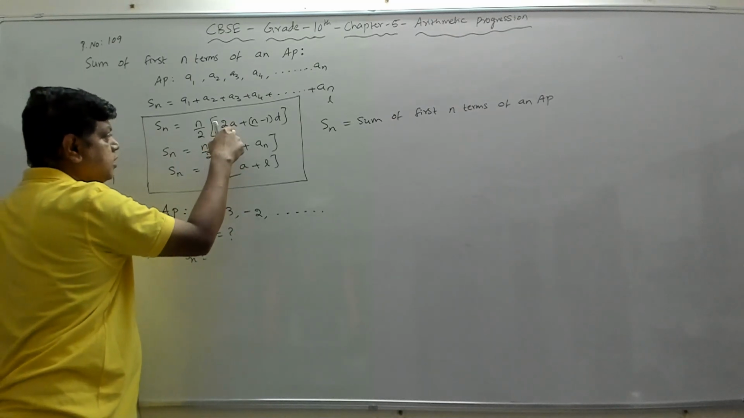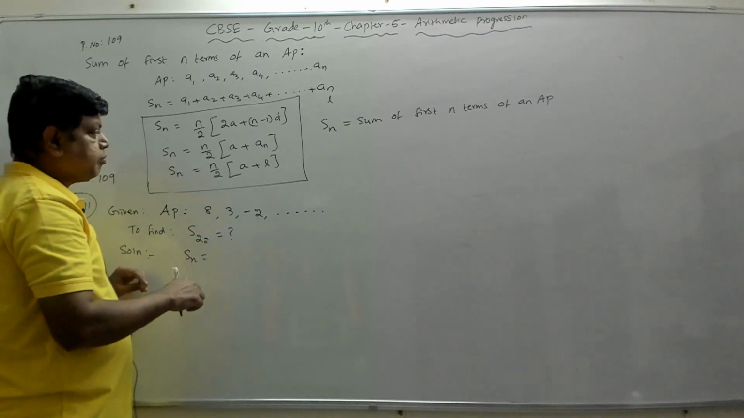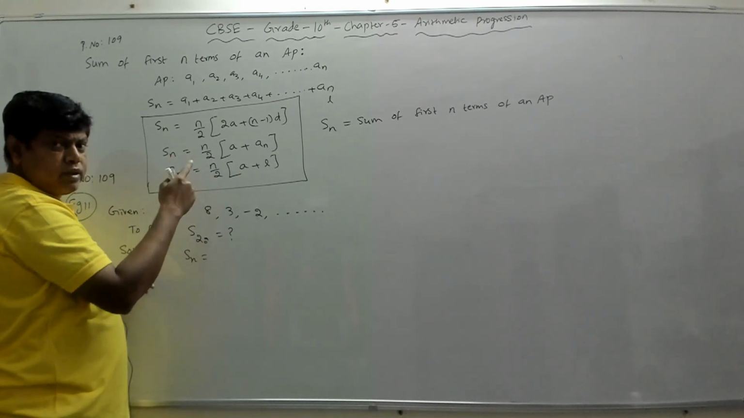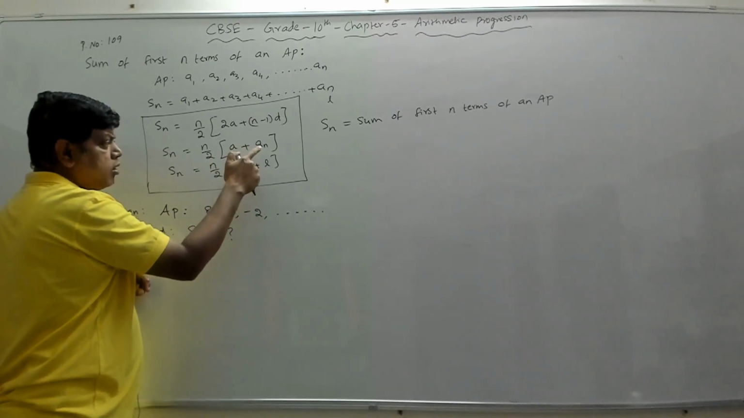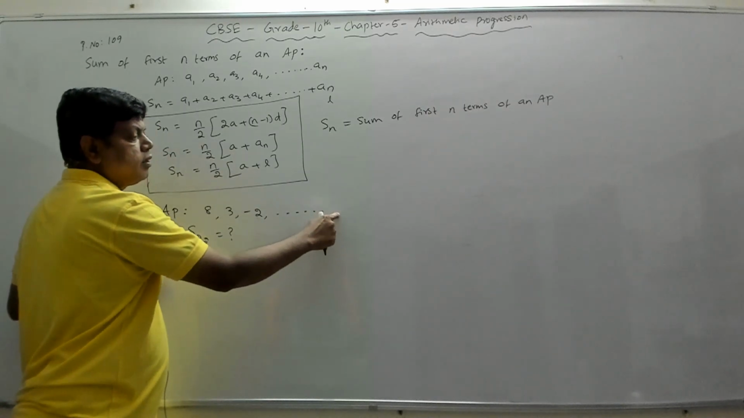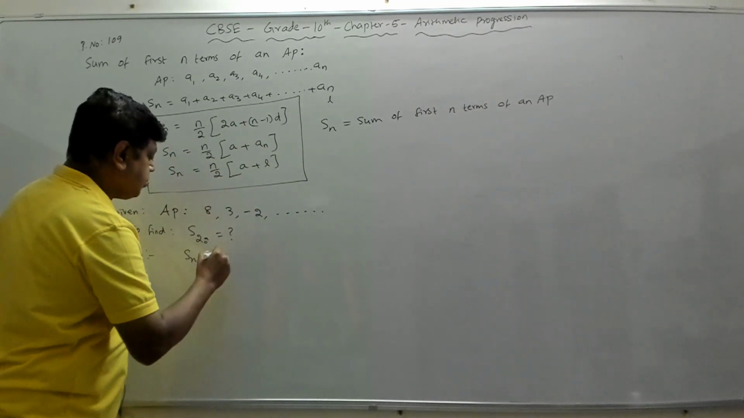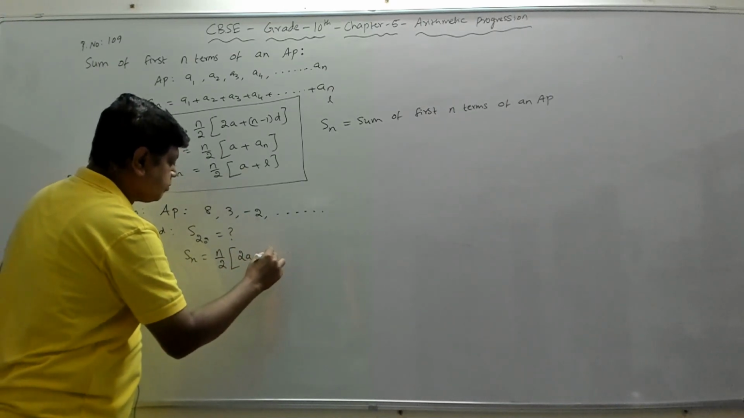Why are we choosing this formula? See, all these three formulas will give you the same answer. All the formulas are one and the same. The only advantage is, if you know the nth term or the last term, we can use this formula. If you don't know the last term or nth term here, then we have to go for this formula. So Sn is n by 2 into 2a plus n minus 1 into d.